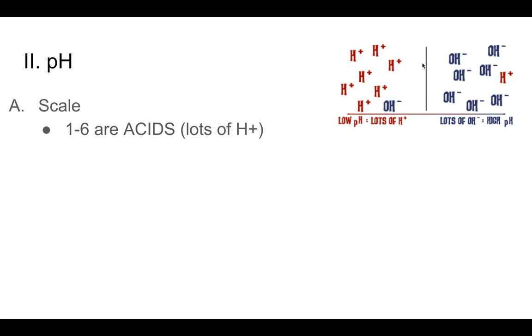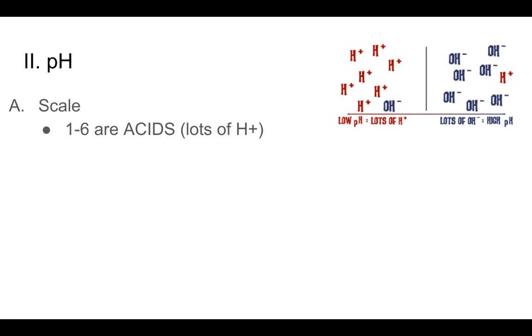So this picture right here shows a solution that has a whole bunch of hydrogen ions and just one little hydroxide. That would be a very acidic solution, a 1, a 2. If this picture showed 5 hydrogen ions and 2 or 3 hydroxides, it would still be acidic, but it would be a little closer towards neutral, maybe a 4 or a 5. But on your chart, it's already written for you.